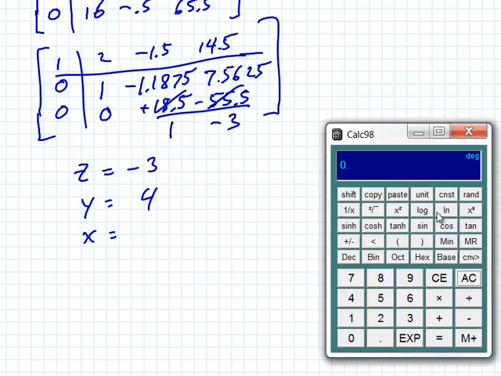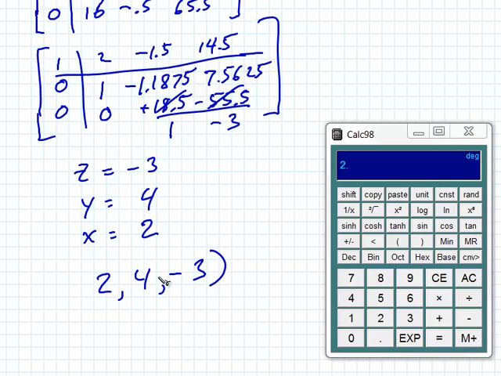All right? So this is 14.5 minus a negative 1.5, that's 1.5 and change the sign, times a negative 3, here's 3 and change the sign, equals so far is 10, and then minus 2 times 4, or in other words minus 8, comes out 2. Okay, so the solution is 2, 4, negative 3.